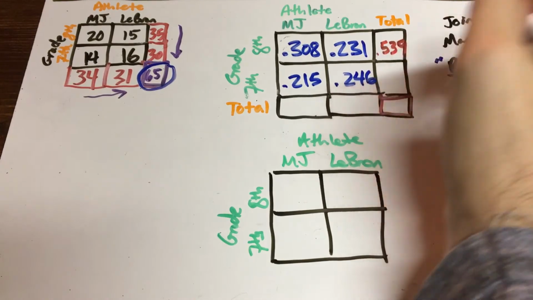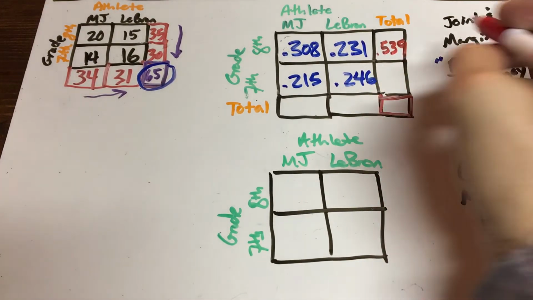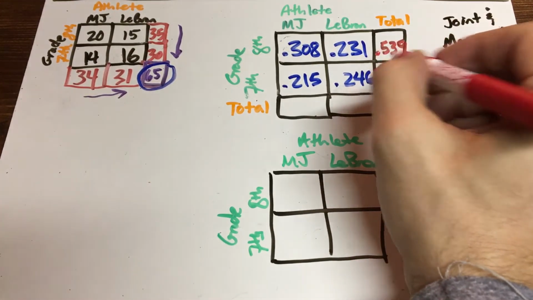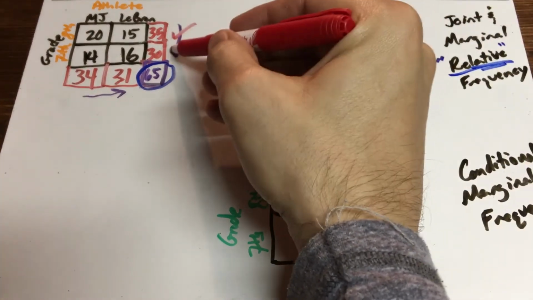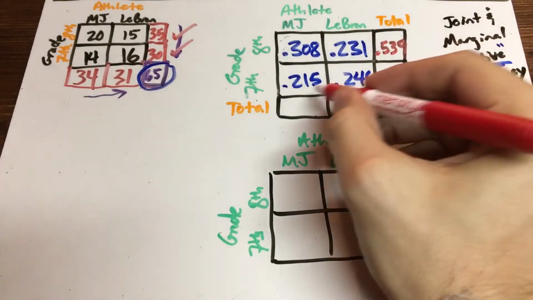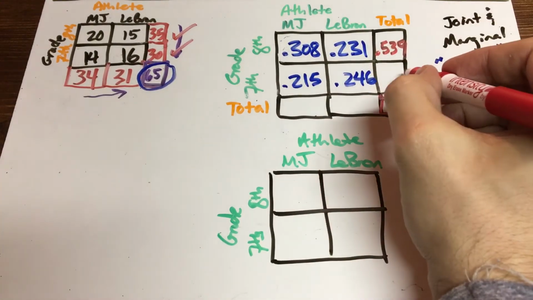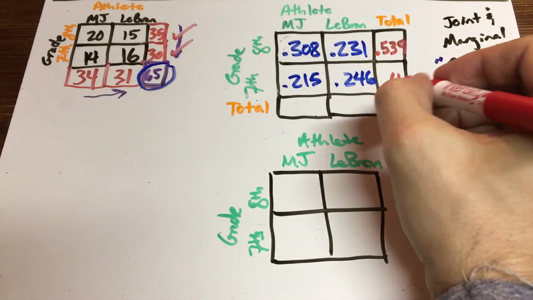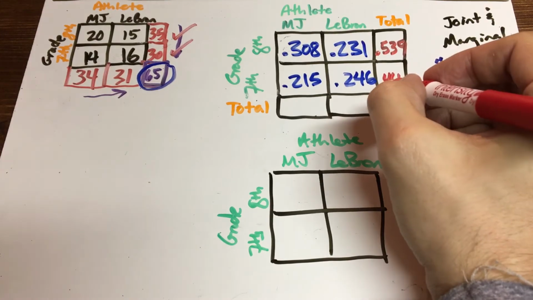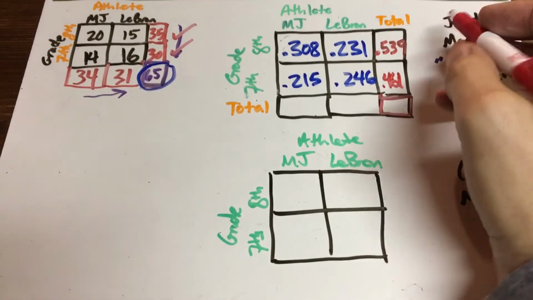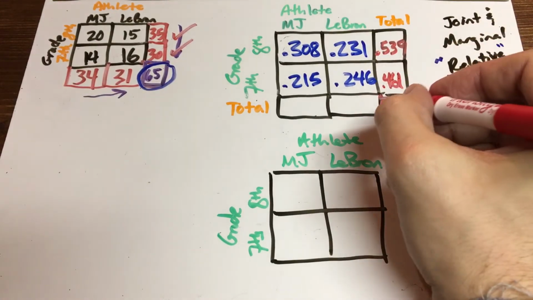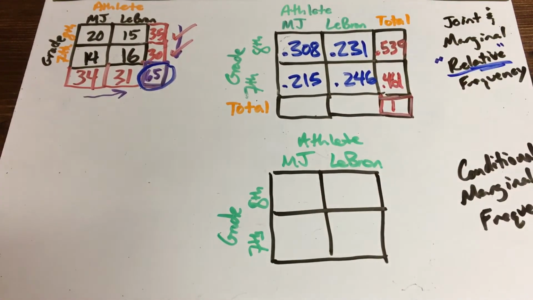That's going to give me 539. So these 8th graders were 53.9% of my overall total, because I had more 8th graders. See how I had more 8th graders than 7th graders? So that makes sense. 7th graders is going to be 461. I just added those together. And so when I add this up, 539 plus 461, I should get 100%, which I do.